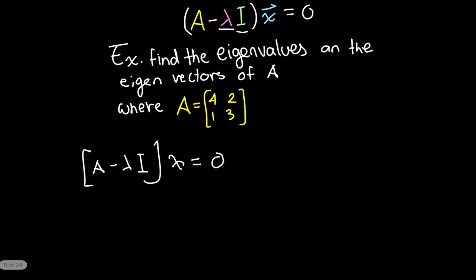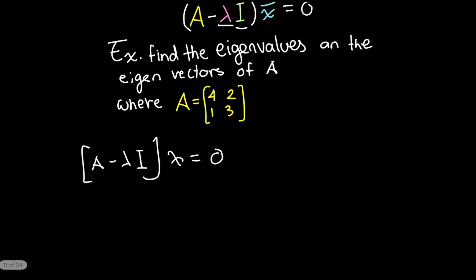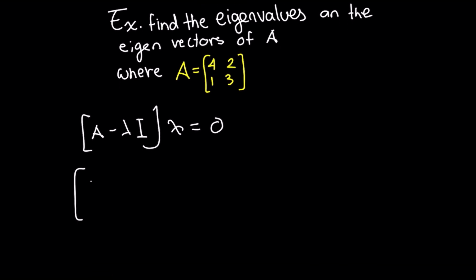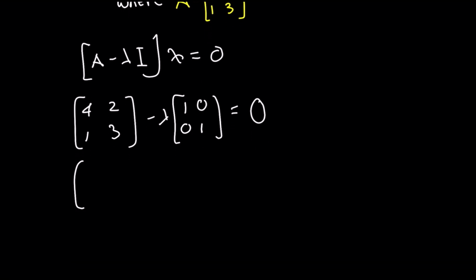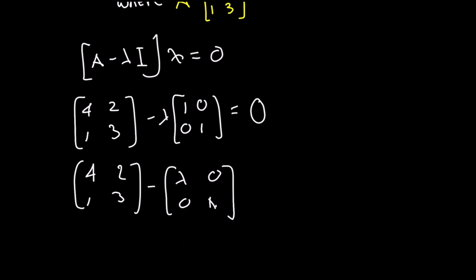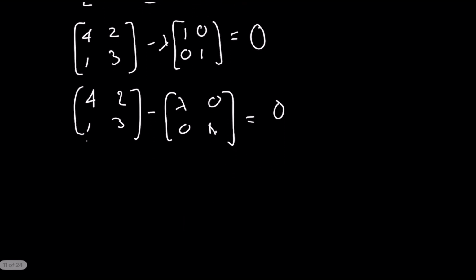We can use the following formula to solve for an eigenvalue and an eigenvector. First, we will need to set the matrix A minus lambda times the identity matrix equals 0. We will need to distribute lambda across the identity matrix, which is lambda 0, 0, lambda. Then we will get the matrix of 4 minus lambda, 2 minus 0, and 1 minus 0, and 3 minus lambda.